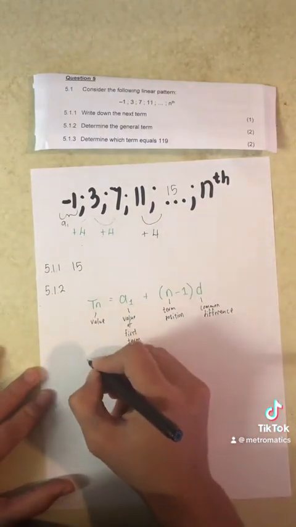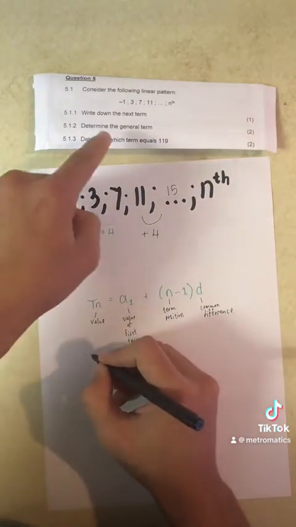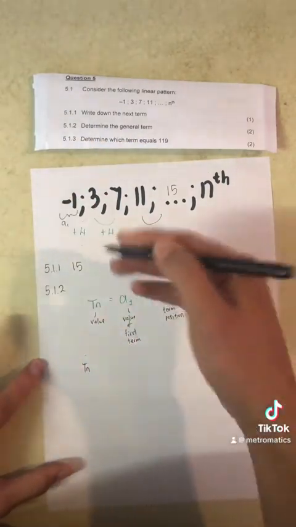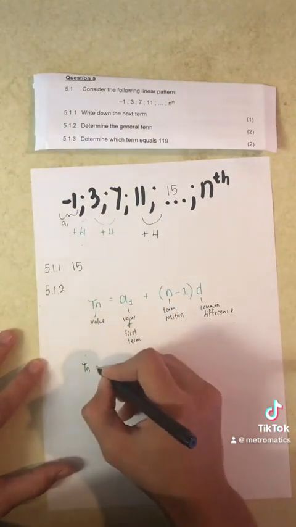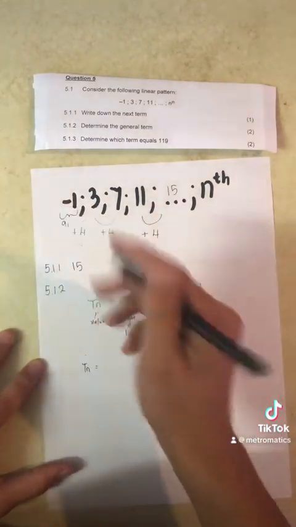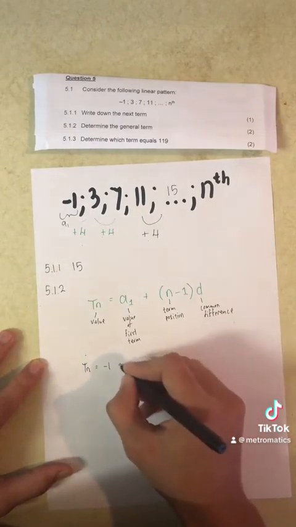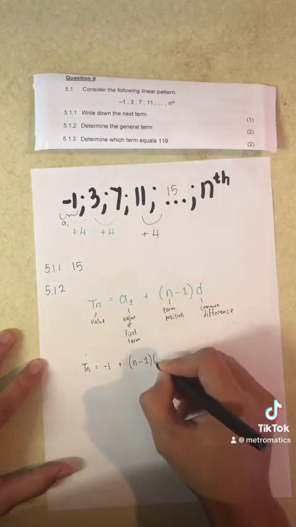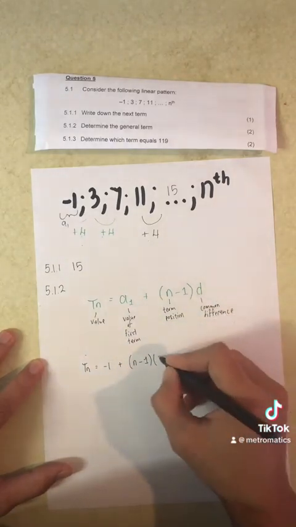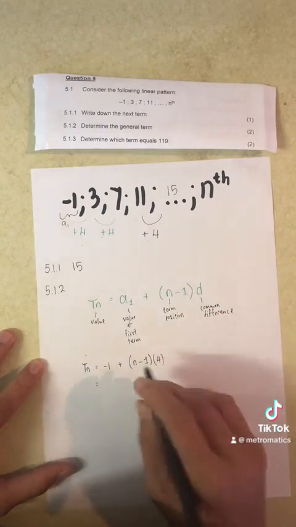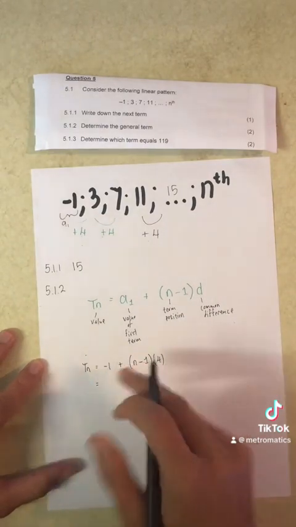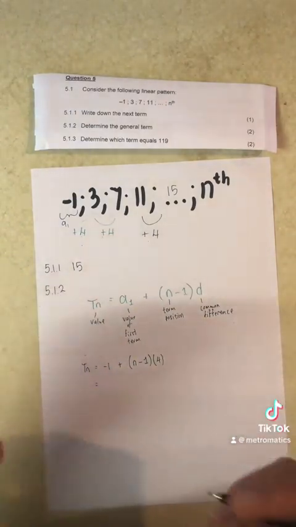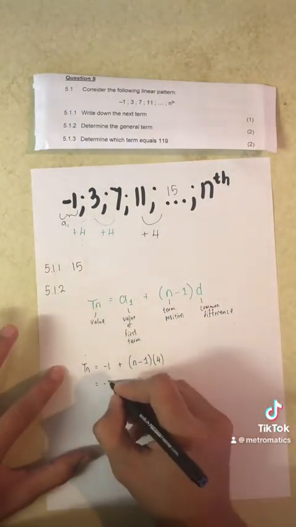To answer this question, they want you to determine the general term, so they basically want you to give a formula for this pattern. So I can put a Tn in. First term is -1 plus (n minus 1) times the common difference, being 4. We leave that as n because this can be any position. We're just giving the general term or formula for this.